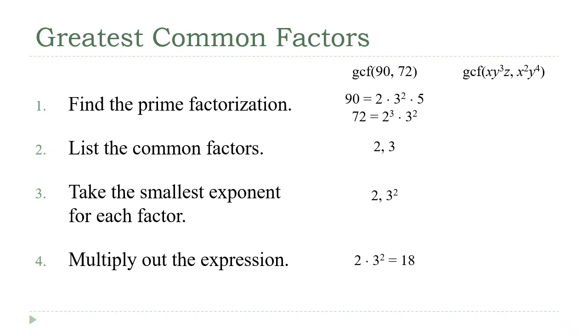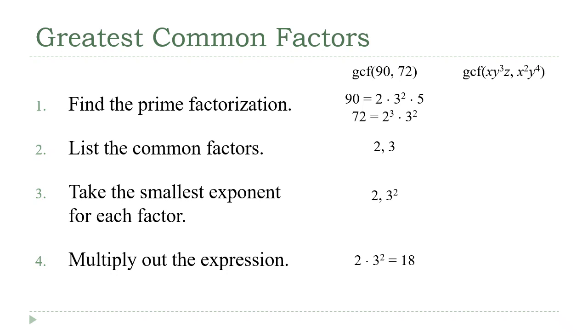Okay, now look over at the second column. I want to find the greatest common factor of those two monomials, and I'm going to use a very similar set of steps here. We really don't need to find the prime factorization because, in a sense, the individual monomials are already factored. The factors of the first one are x, y, and z. The factors of the second one are x and y.